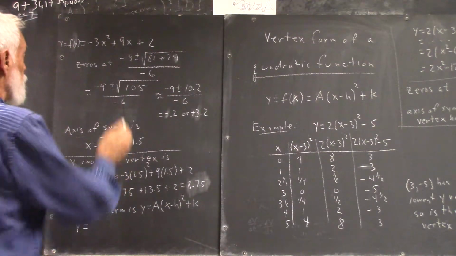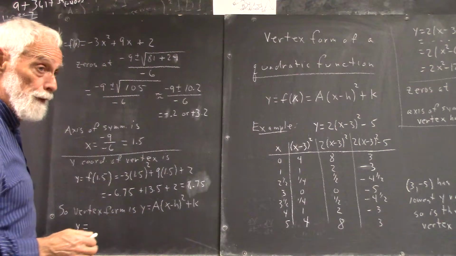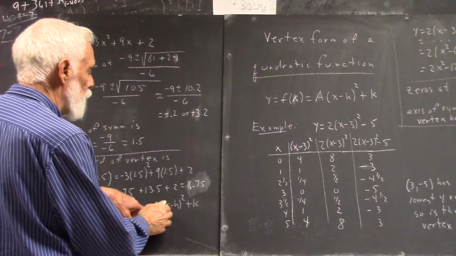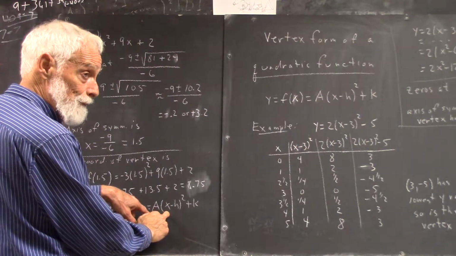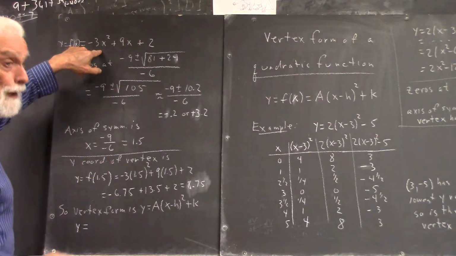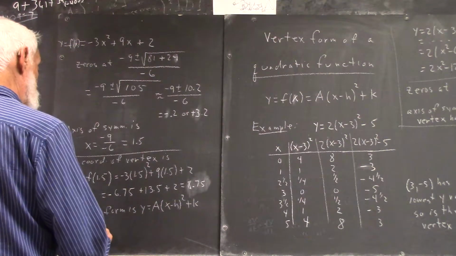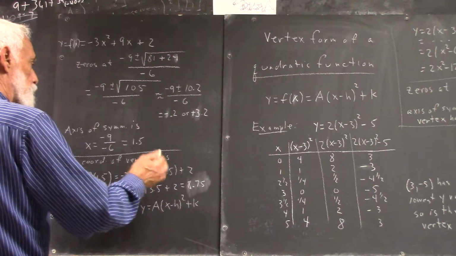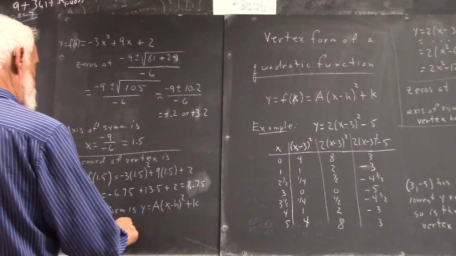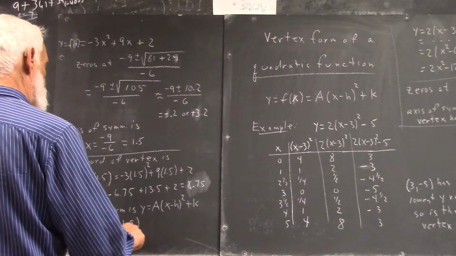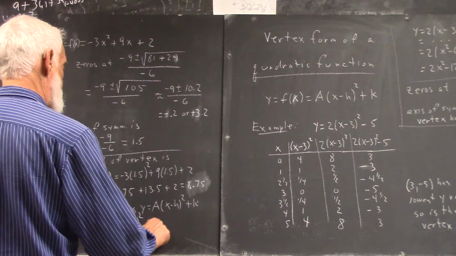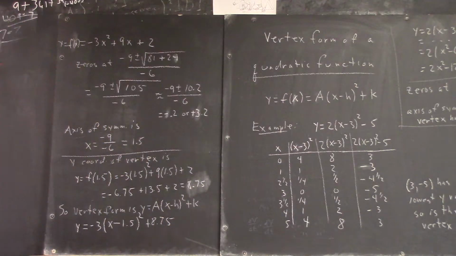Capital A is not always equal to small a, but when you're looking at vertex form and general form of the quadratic, they are, because this big A is a coefficient of x squared. When you expand this, it's a coefficient of x squared up here, so it has to be the same. Okay? So y equals -3, then just times x minus the x coordinate of your vertex, which is 1.5, squared, and then plus k, plus 8.75. Okay?